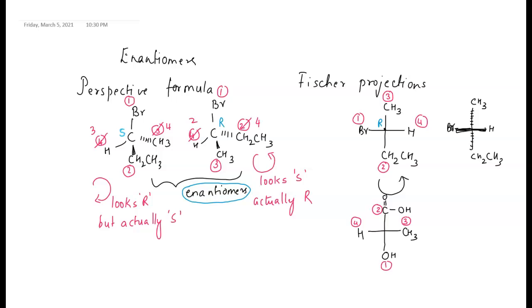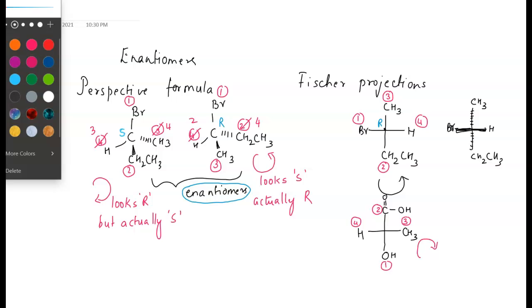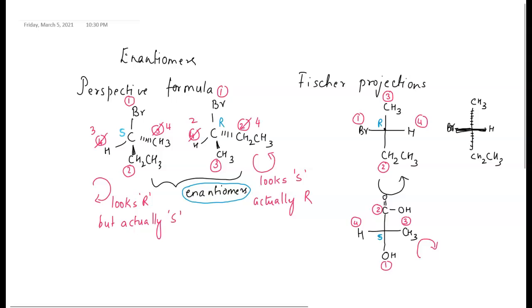So when we look at the wheel, we are going from 1 to 2 to 3, right? We are going this way. Our wheel is clockwise here, 1 to 2 to 3 clockwise. However, we know that if the lowest priority is on the horizontal bond, we need to switch our answer. So it's not R, but it is actually S. So the stereochemistry at the chiral center is actually S. It looks R, but since hydrogen is on our horizontal bond, which is our lowest priority, we need to switch the answer.